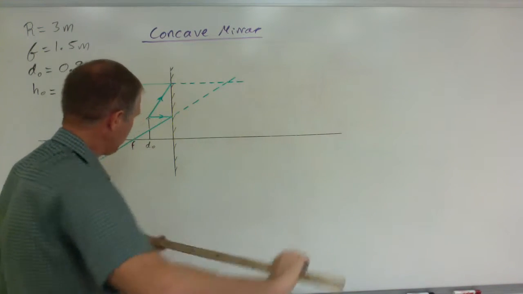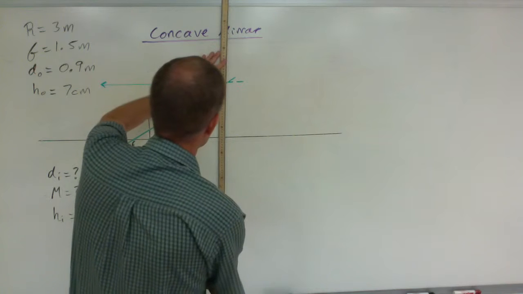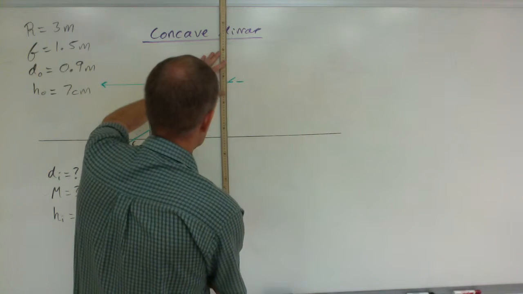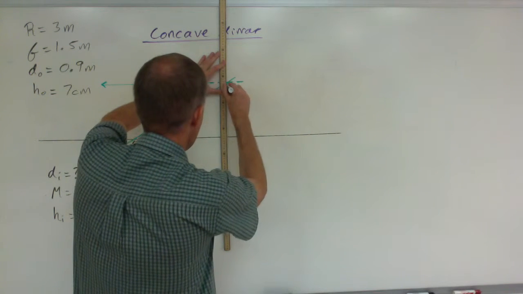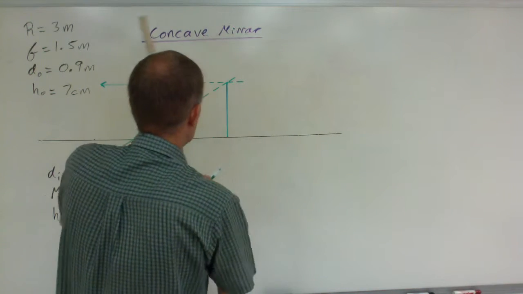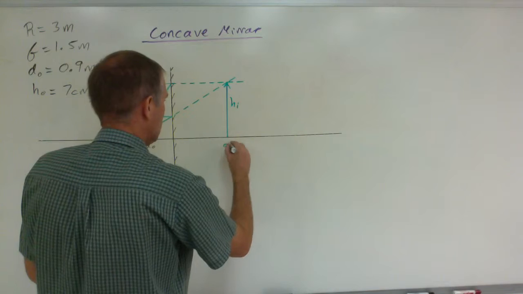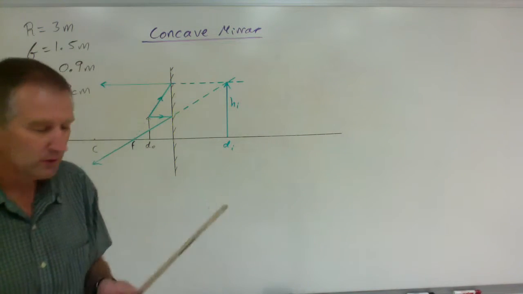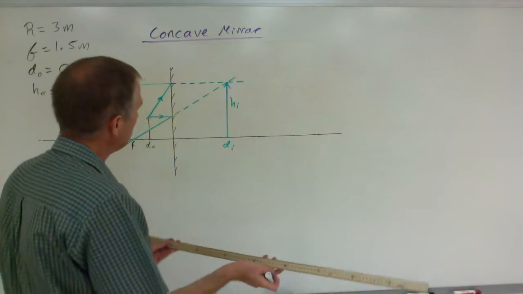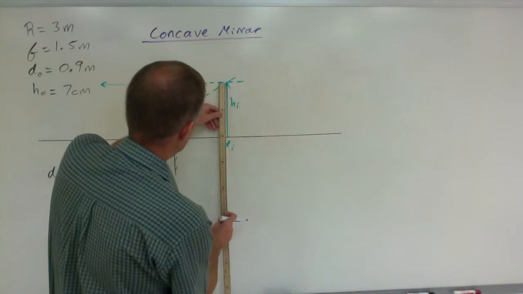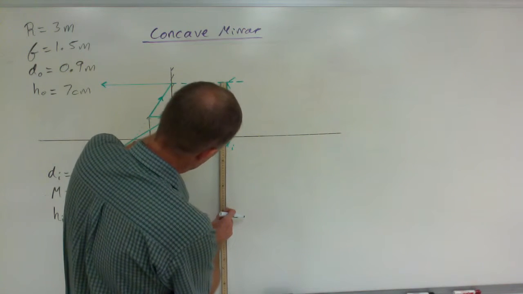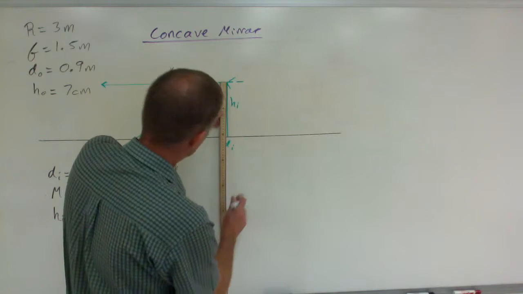So that's where they meet. This is your image. So your image is huge. It's way back here. So that's HI. This is DI. They're behind the mirror, so we represent them with negative values. I have drawn this one to scale here, so that I come up with about 21 centimeters.